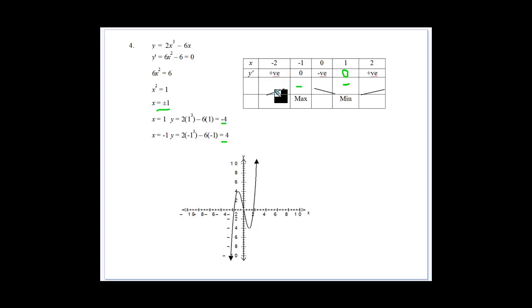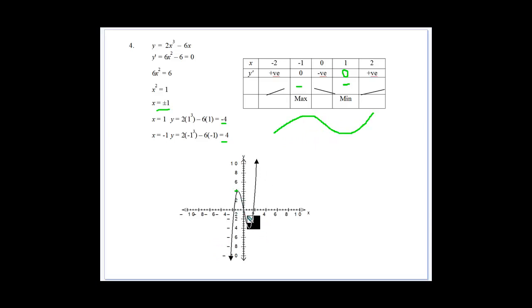Before minus 1 we test, we get a positive gradient. At 0 we get a negative gradient, so we're just subbing those values in. Trying 2, which is after 1, we get a positive gradient. So our curve rises, is stationary, falls, is stationary, and then rises. So we know what the shape of our curve should look like.